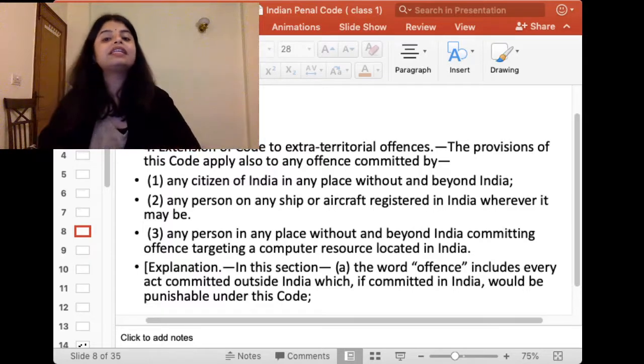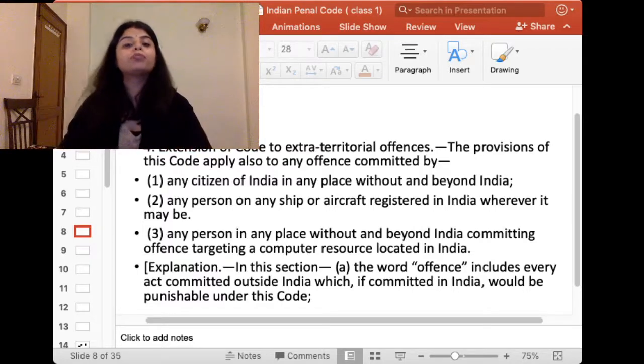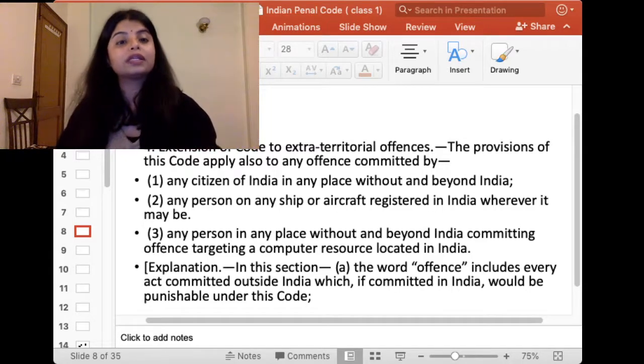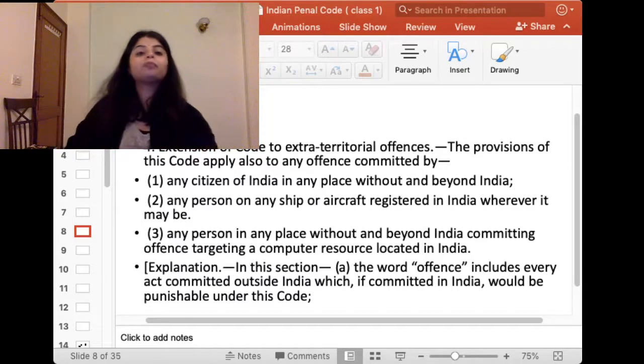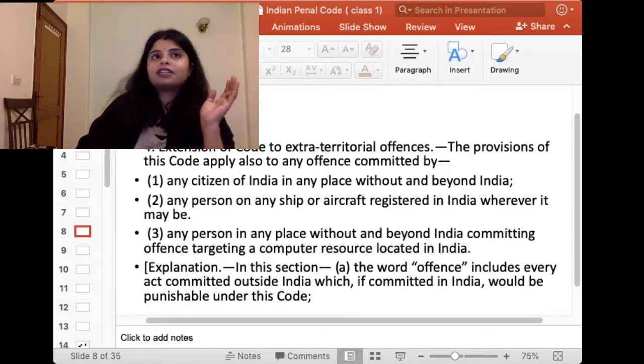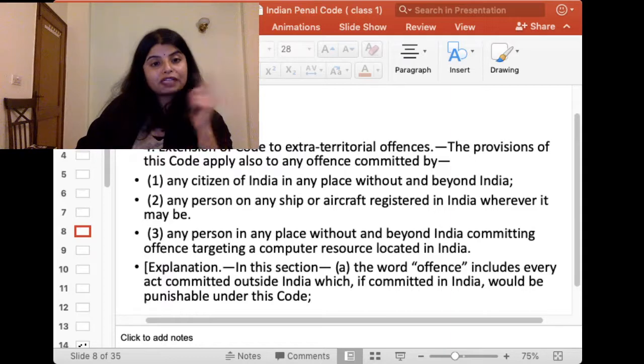And the third is any person in any place without and beyond India committing an offense targeting a computer resource located in India. Now this particular clause was added much later, keeping in mind the Information Technology Act. So if any person is sitting, suppose, in Pakistan and targeting the computer of India, if he is found in India, he can be made liable or he can be tried here in India also.